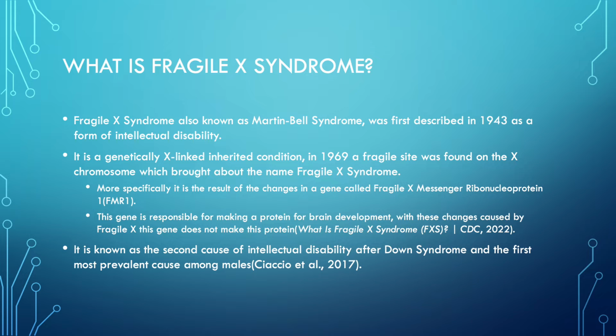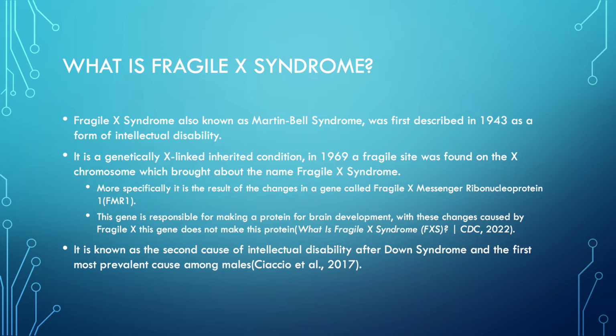Starting this presentation, I would like to explain what exactly Fragile X syndrome is. Fragile X syndrome, also known as Martin-Bell syndrome, was first described in 1943 as a form of intellectual disability. It is a genetically X-linked inherited condition. In 1969, a fragile site was found on the X chromosome, which brought about the name Fragile X syndrome.